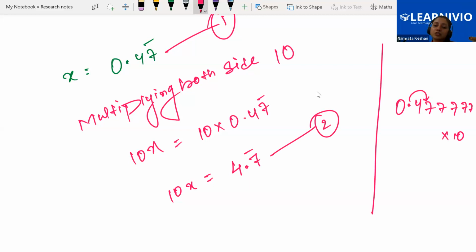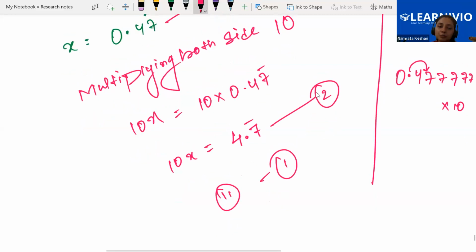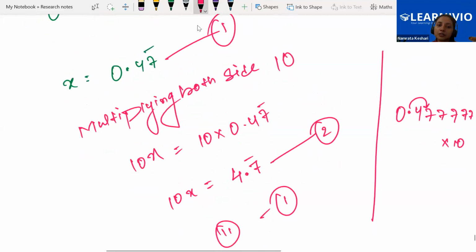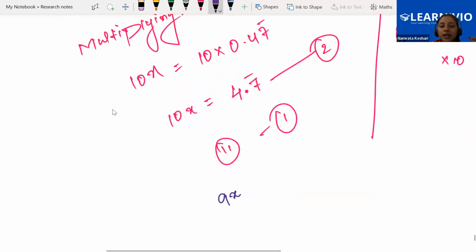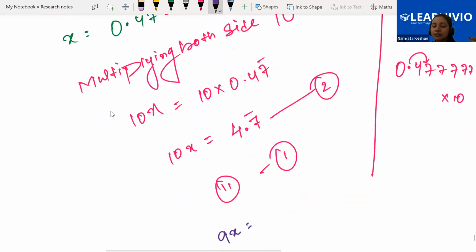Now we will do the subtraction of equation 2 minus equation 1, just like the previous one. Here you have to be a little bit careful. Let's do the subtraction. 10x we are having, x we are having. So can we write directly 9x over here? Yes, ma'am. On the other side, we have to do it patiently. So 4.7 bar minus 0.47 bar. Whenever you are not sure how to do the subtraction, I would suggest you elaborate it.